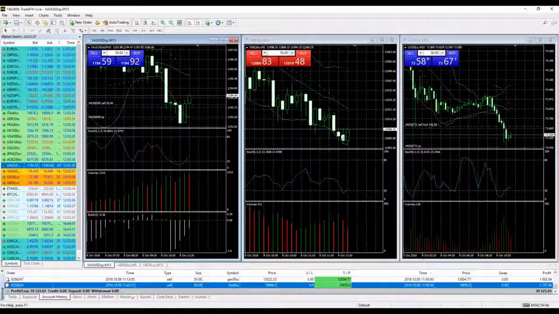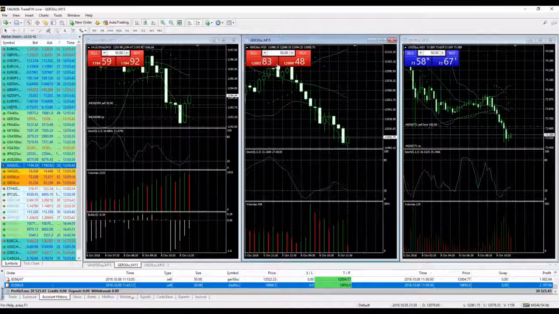Also on DAX, we have a pullback here, and when we check the 15 minutes chart, what's happening? And once the pullback is over, I will enter again a trade on DAX. So these are the expectations for the day. We made so far $30,000.